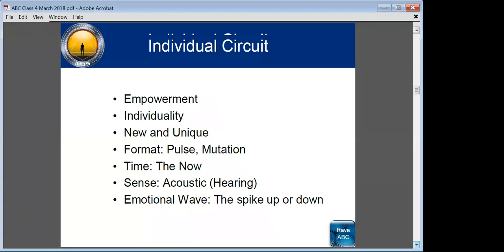And these are wonderful words that express the formula behind many formulas that are really component expressions of individual circuitry. So obviously the word empowerment itself would be on the list, but so would individuality. And that refers to something that's brand new or something that's unique. Now, there's also frequency, patterns in circuitry.